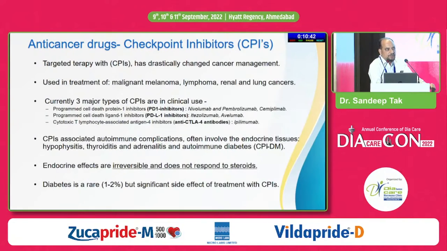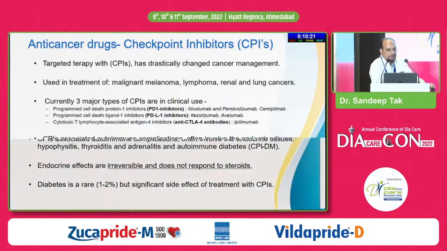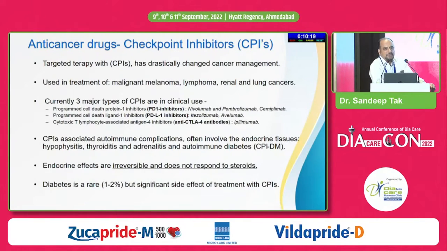Checkpoint inhibitors are very new anti-cancer drugs, and they have changed the scenario of the management of advanced malignancies. Now people with advanced malignancy survive for years with the use of checkpoint inhibitors. They are targeted therapy and drastically change the management, usually used in malignant melanoma, lymphoma, lung cancers, and renal cancers. There are majorly three types of checkpoint inhibitors. I won't go into detail.